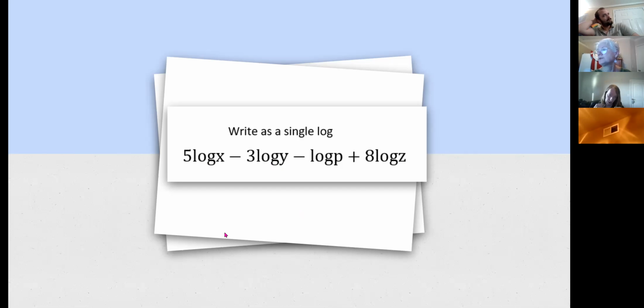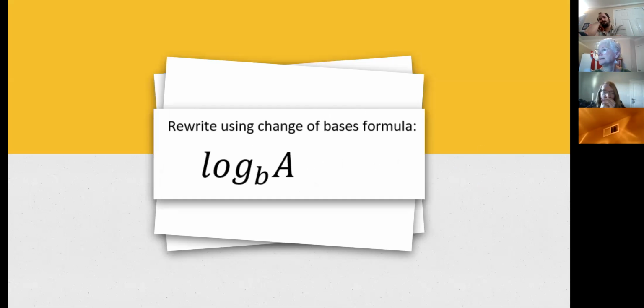Once you've done that, just write the word log in a big blob. Anything that's positive will go on the top, and anything that's negative will go into the denominator. So this one should be log x to the 5th, z to the 8th, over y to the 3rd, p. Doesn't matter, like you could put p y to the 3rd, you could put z to the 8th, y to the 5th. I just put it in that order, just as long as they're in the right spots.